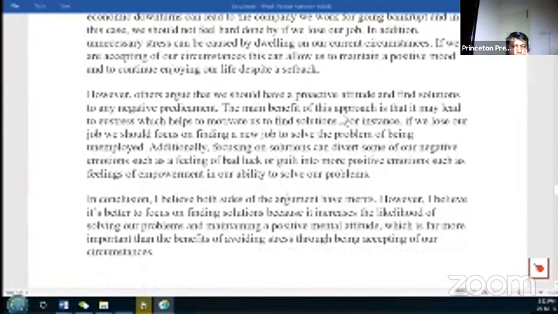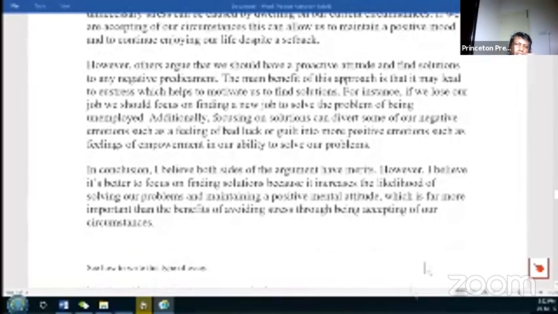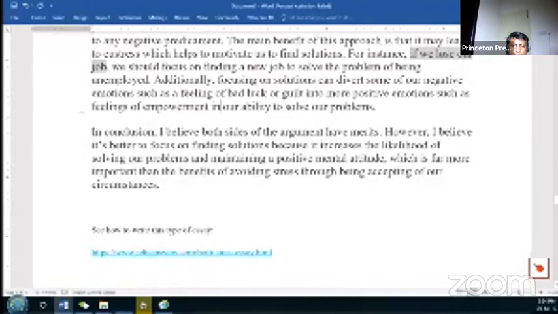And then moving to the next paragraph, again we've got another if phrase. So again, creating a dependent clause, a complex sentence, an unfinished idea. If we lose our job, okay, so that's our independent part there. Another really good way to create complex sentences is to use relative pronouns. Here we've got one, which.